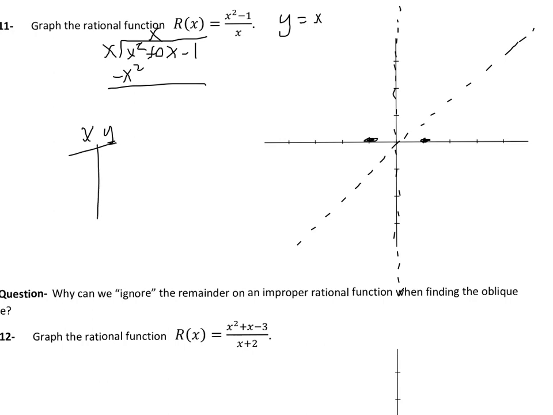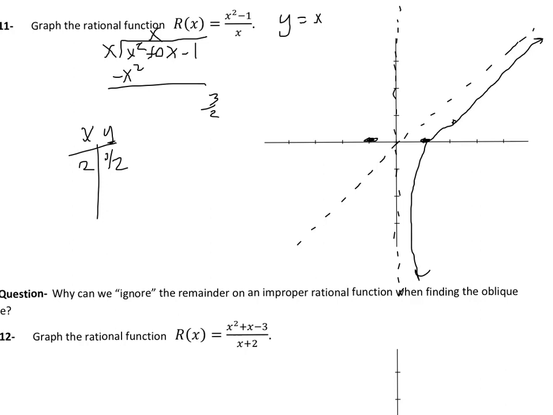Okay. So again, let's pick a couple points and check it out. So let's pick x is 2, shall we? All right, so 2 squared is 4. 4 minus 1 is 3. So we have 3 over 2, so we're at 1.5. So x is 2, we're at 1.5. So right there, so this one's going to look like this. I should do that in a different color, darn it.